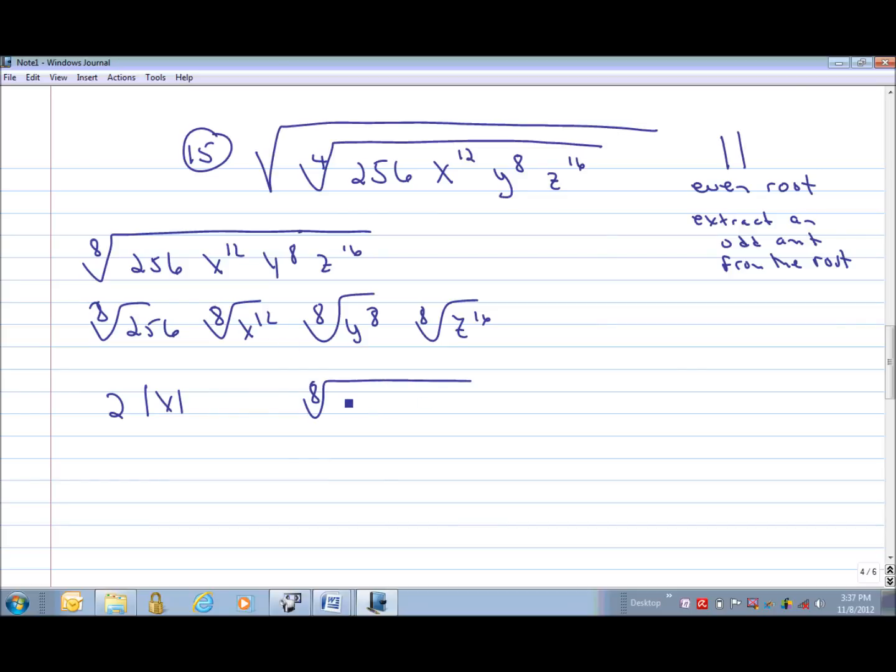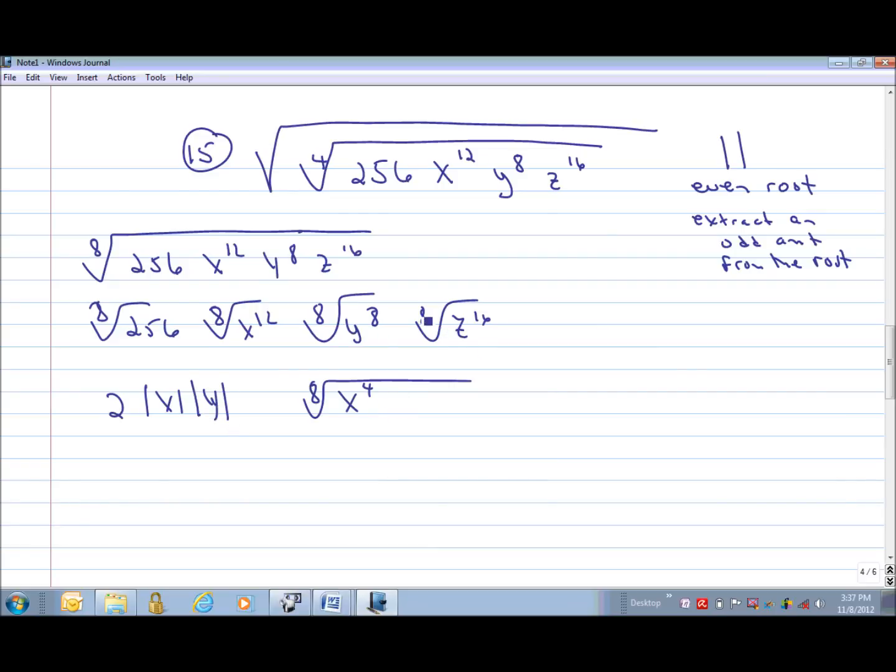And since you would have 4 left over, we would put x to the 4th underneath. Here we have 8, and 8. We have 8y, so that makes 1 y come out. That would be also an odd amount of y's coming out, so we're going to put an absolute value bar there, and there is nothing to go underneath.